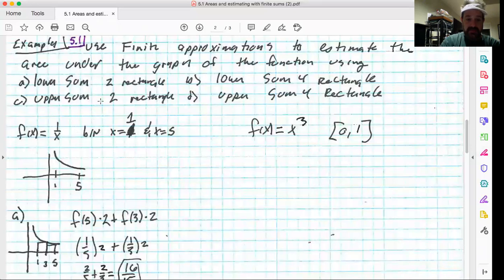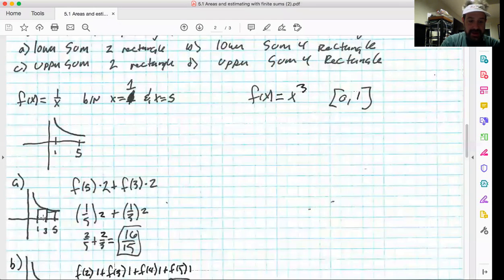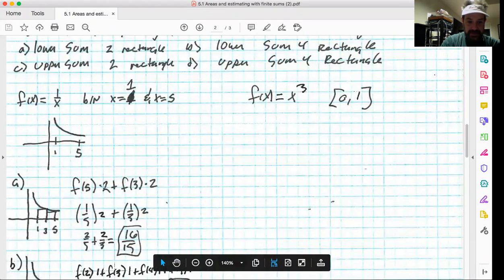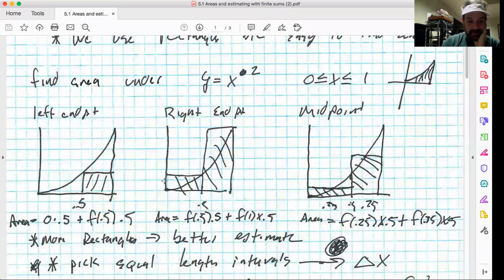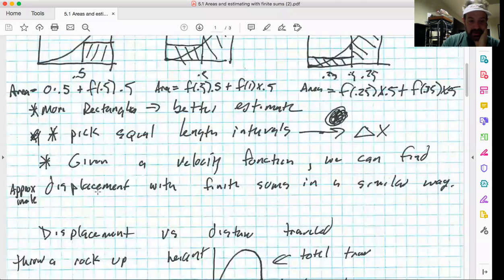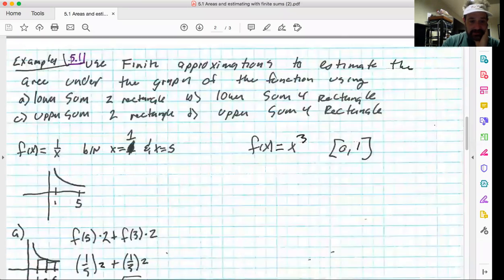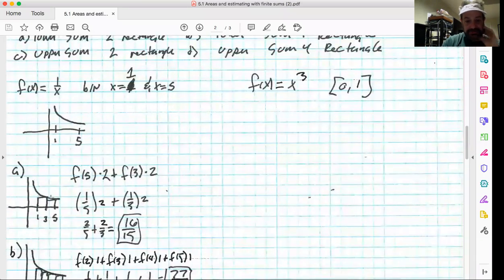Now notice, if we're using two rectangles and we have the distance between 1 and 5, this total distance, 5 minus 1, is 4, okay? If we have the total distance here of 4, and we're going to use two rectangles, 4 divided by 2 is 2. So in A, the width of each of these rectangles is 2. That's what we're getting here. That's our delta x right here. The next thing you can notice is that up here, this is the lower sum, and we're using the left endpoints because this is an increasing function. But down here, because we have a decreasing function, the right endpoint is going to be the lower sum here.